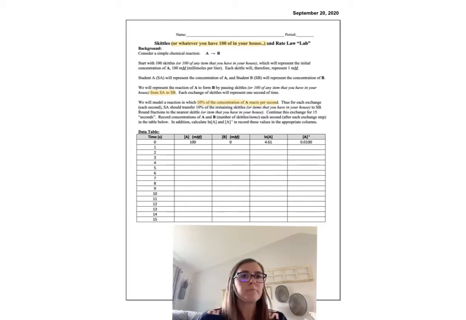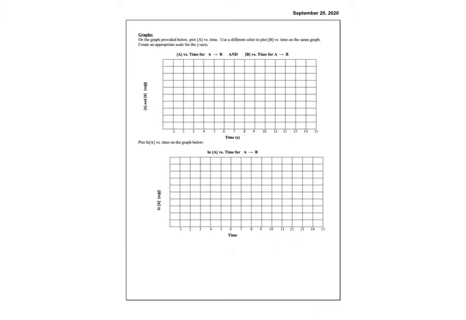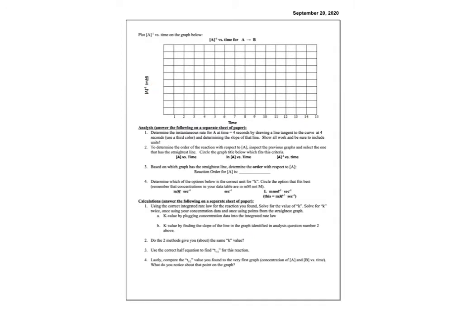What you're going to do is pass 10% of what you have in your stack of A per second. Each time you pass, that represents a second. Then we'll fill out this table. Here is where you will make the graph. You'll graph the concentration of A, and it also gives you directions for B in a separate color. Then you'll do the natural log versus time, and graph 1 over A versus time.